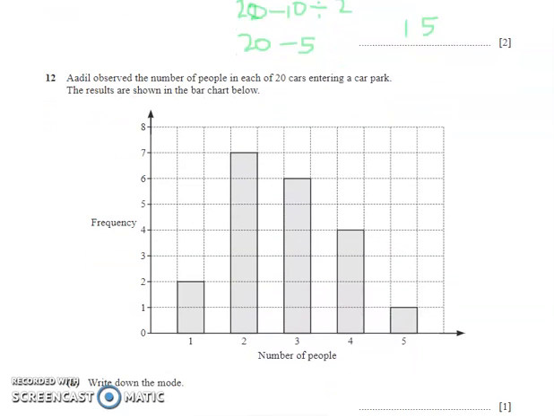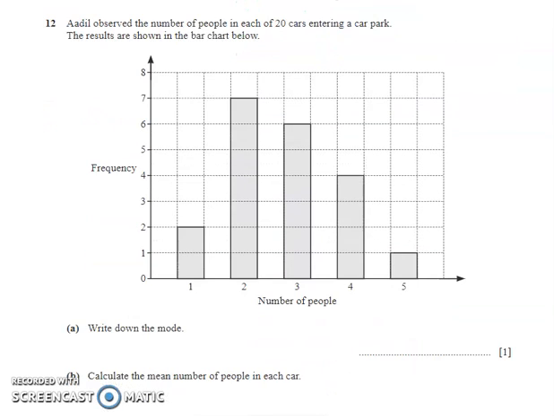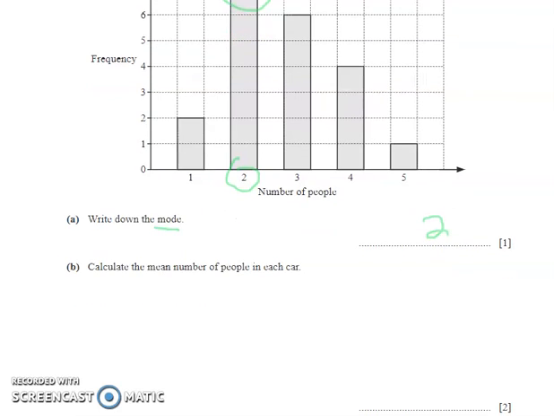Adil observed the number of people in each of 20 cars entering a park. Write down the mode. Mode is the most repeated value. So the frequency is the highest over here. So the mode is 2. Calculate the mean number of people in each car. So mean number of people in each car. How do we find the mean? So that is basically sigma fx upon sigma f.